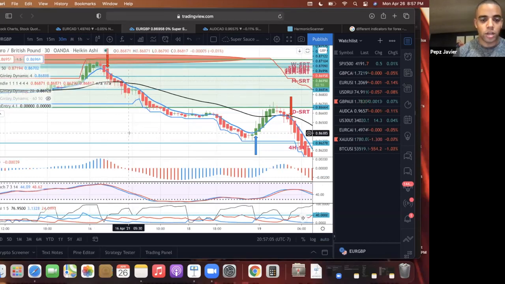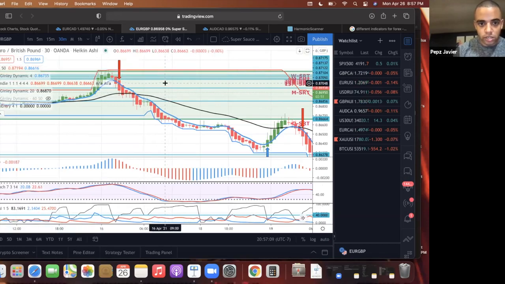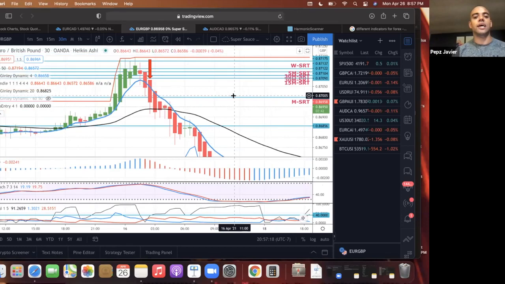This is good. Okay. So let's clear this out. Okay. So the first thing that I said for our confirmations is price needs to be near the top red band, right? Which it is.